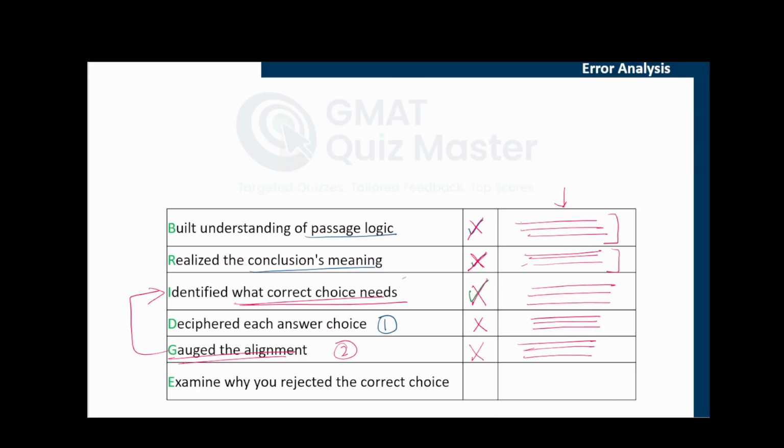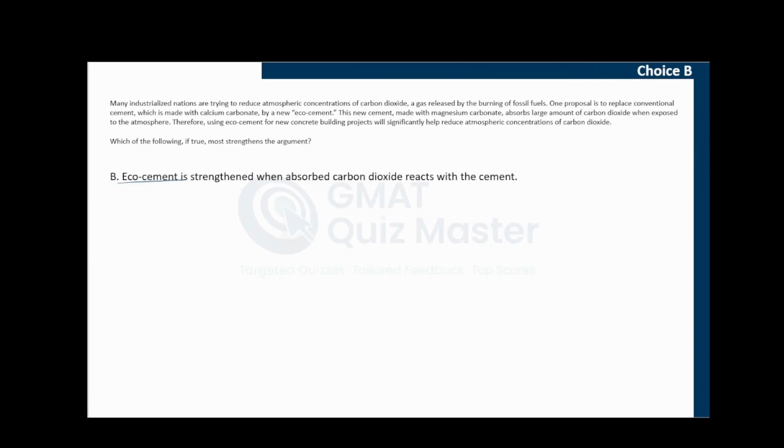You always have to think what the correct answer choice needs to convey and then match the answer choice with that expectation. So if you faltered here, write down the exact reason, that why were you not able to gauge this alignment? Why were you not able to identify whether this choice conveys what the correct answer choice needs to convey? With this, let's move to choice B. Choice B. Eco-cement is strengthened when absorbed carbon dioxide reacts with cement.